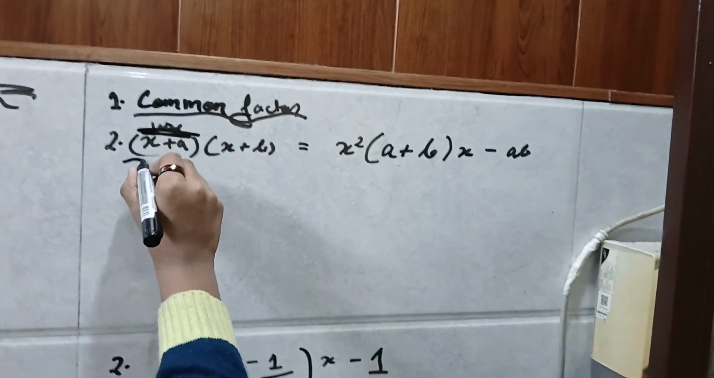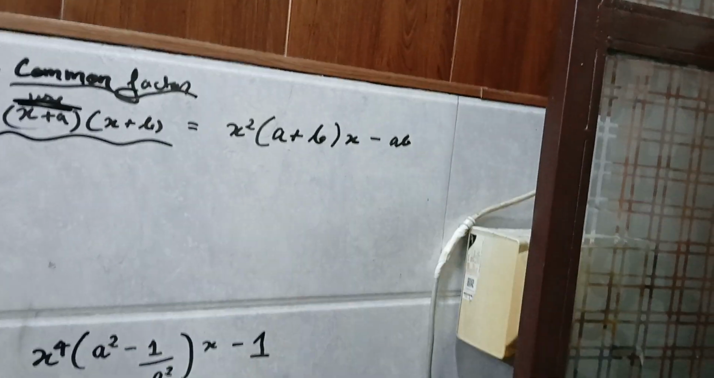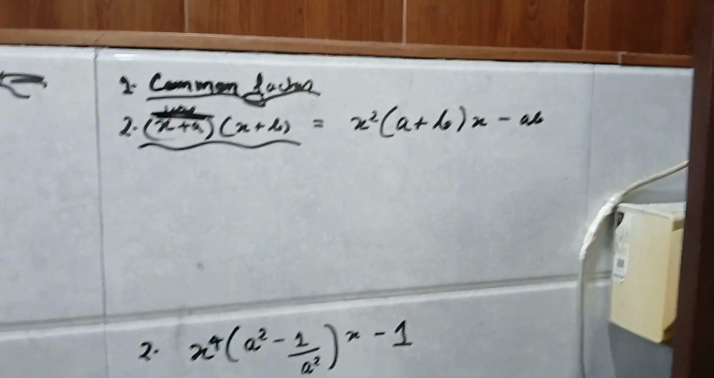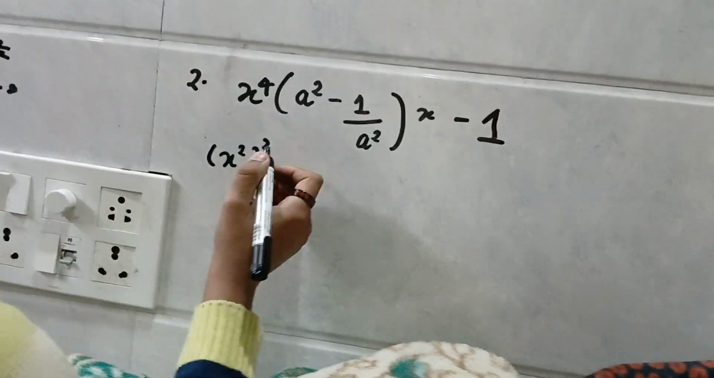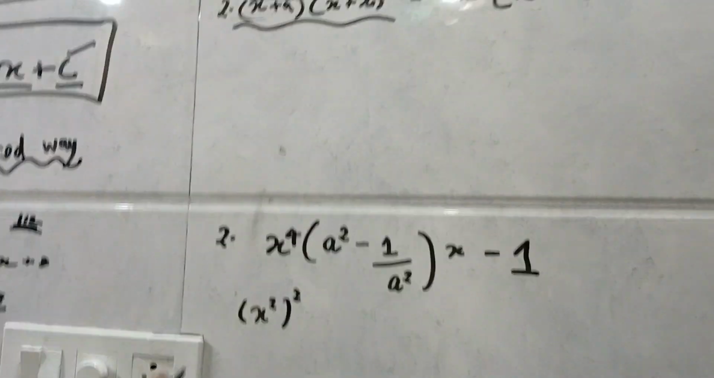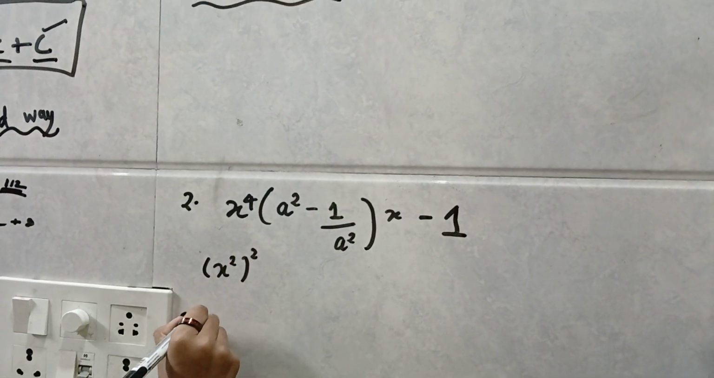Another method is using identity. We need to learn this identity: x plus a multiplied by x plus b is equal to x squared plus the bracket a plus b multiplied by x plus ab. So for this we have this question. Now see, the power is 4. So we can write this as x squared square, because we are trying to fit this into this identity. So x squared squared is x to the power 4, because we remember the law, the power of another power, the powers get multiplied, and 2 multiplied by 2 is equal to 4.